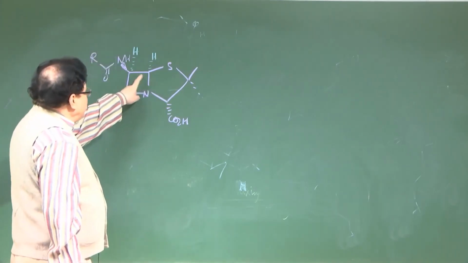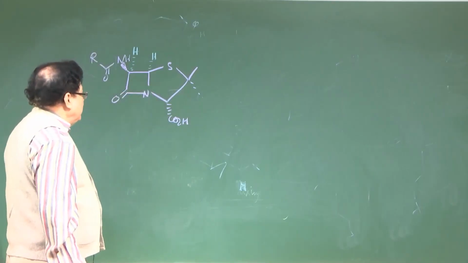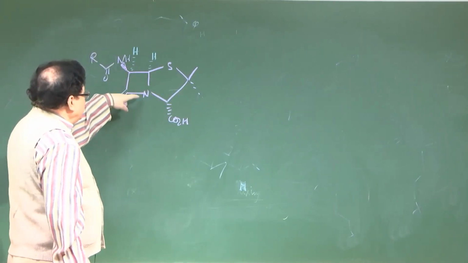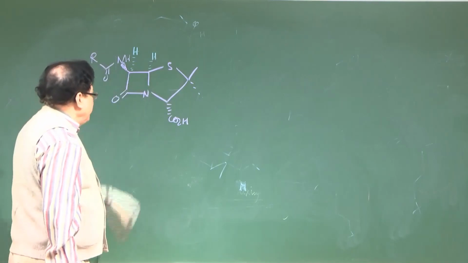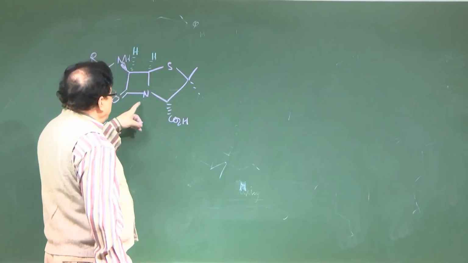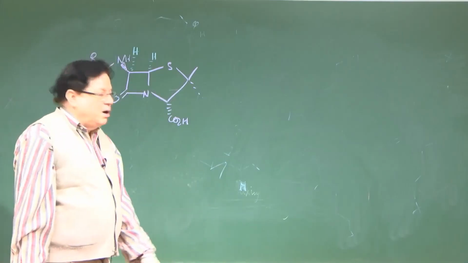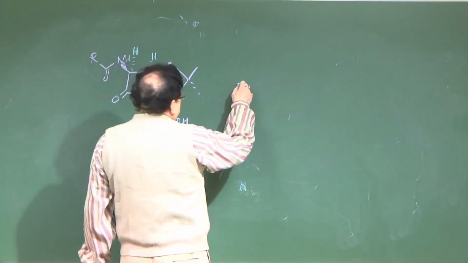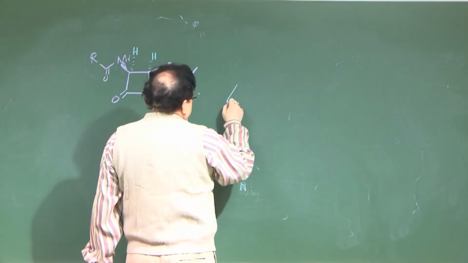It is a 4-membered ring coupled with a 5-membered ring. This is beta-lactam and this is called the thiazolidine ring. Now, the actual geometry of this looks like this.